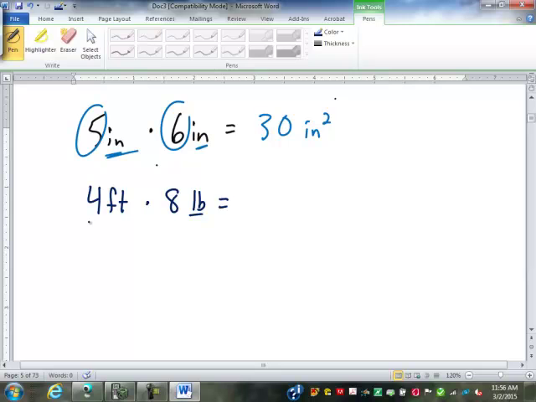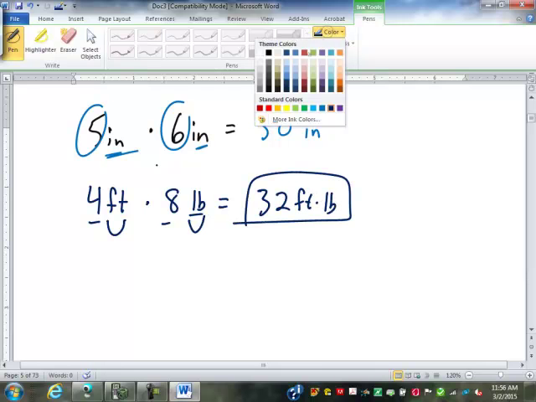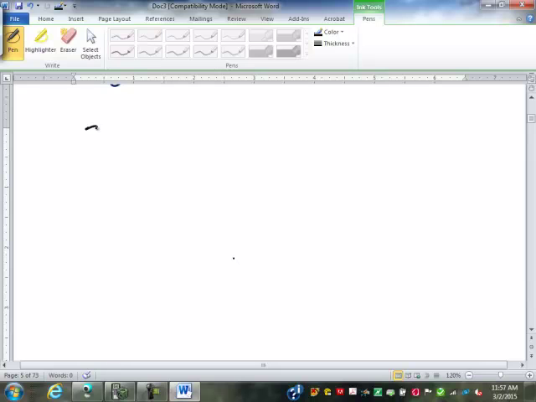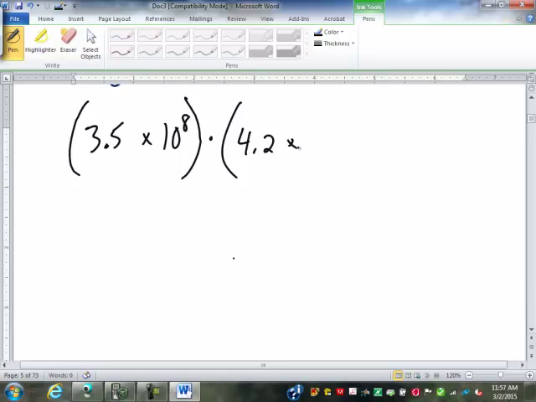And we would combine the counts. 4 times 8 is 32. And also combine the names. Feet times pounds are foot pounds. So when we're dealing with numbers in scientific notation, what that means is we do not have to have the same power of 10. So we can have 3.5 times 10 to the negative 8 times 4.2 times 10 to the 13th. The powers of 10 don't matter.